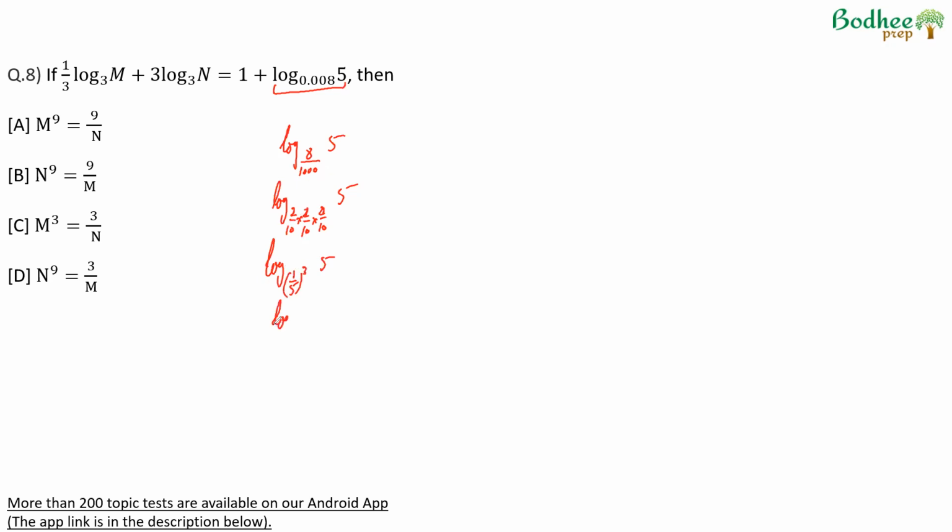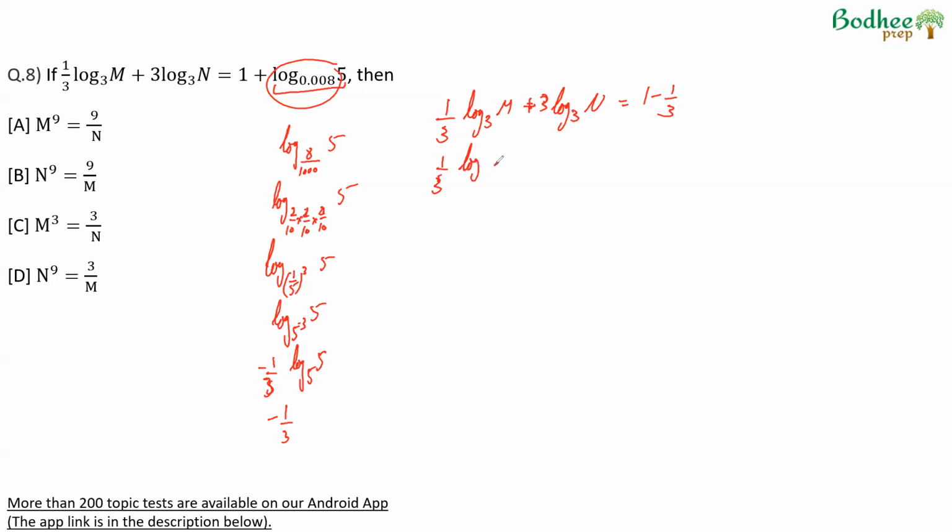Which means this is nothing but log of 5, and here we have 5 raised to power minus 3. Therefore this can be written as minus 1 by 3 log of 5 to the base 5, which will be nothing but minus 1 by 3. So this term here is minus 1 by 3. So we can say 1 by 3 log m to the base 3 plus 3 log n to the base 3 is equal to 1 minus 1 by 3. This means it is equal to 2 by 3.